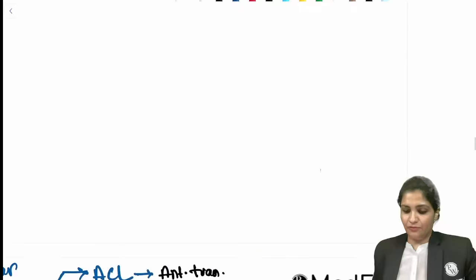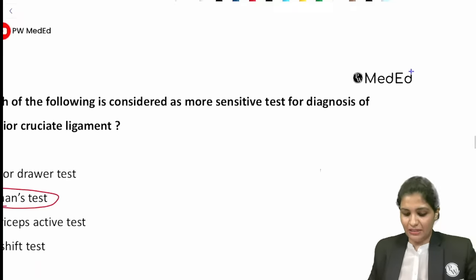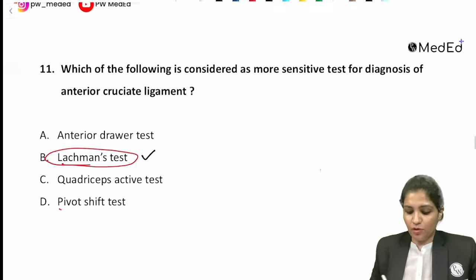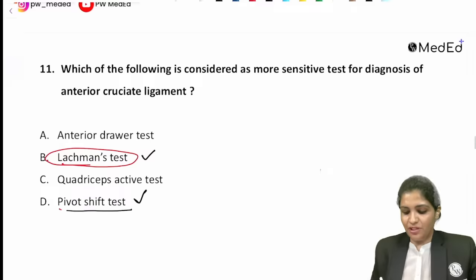So that is the answer for your question. What is the most sensitive is your Lachman's test. What is most specific is your pivot shift test. You can use this as a screening for ACL, right?